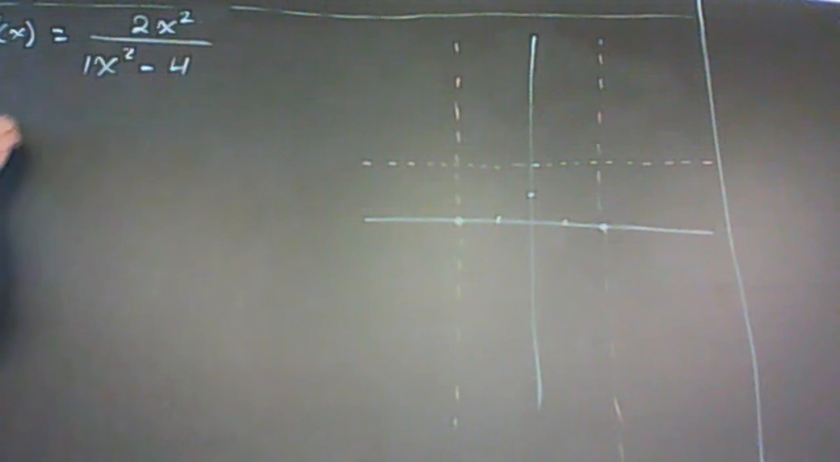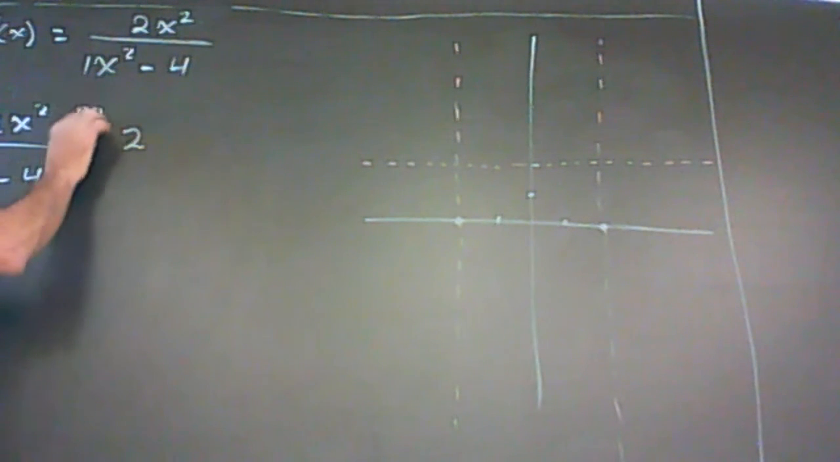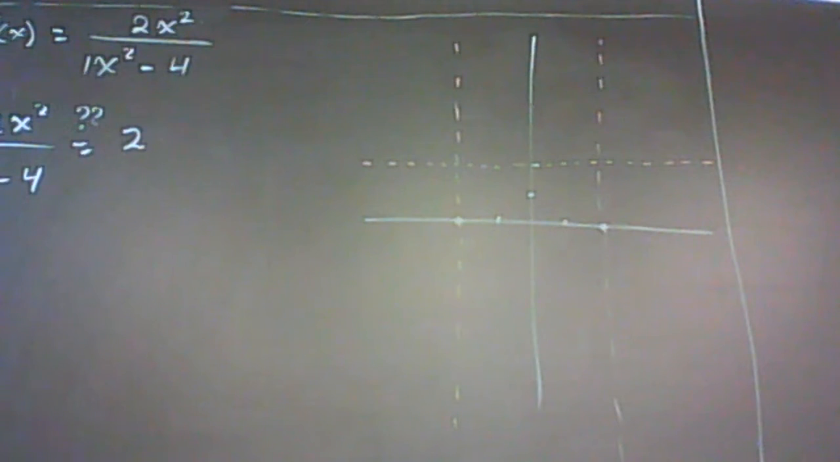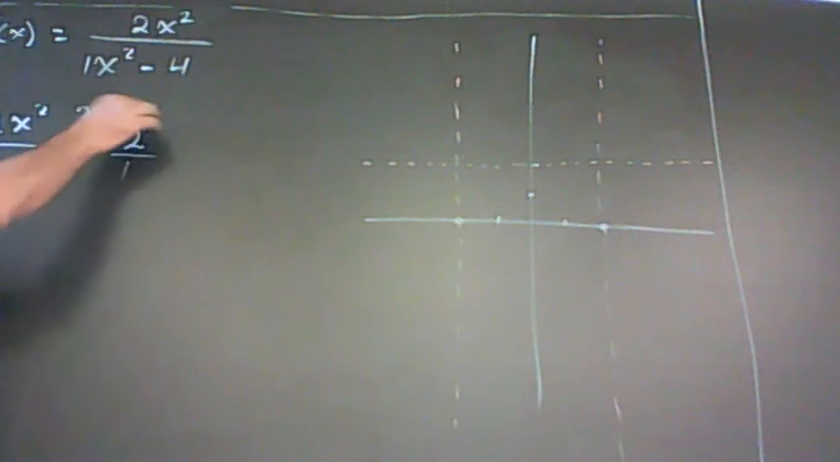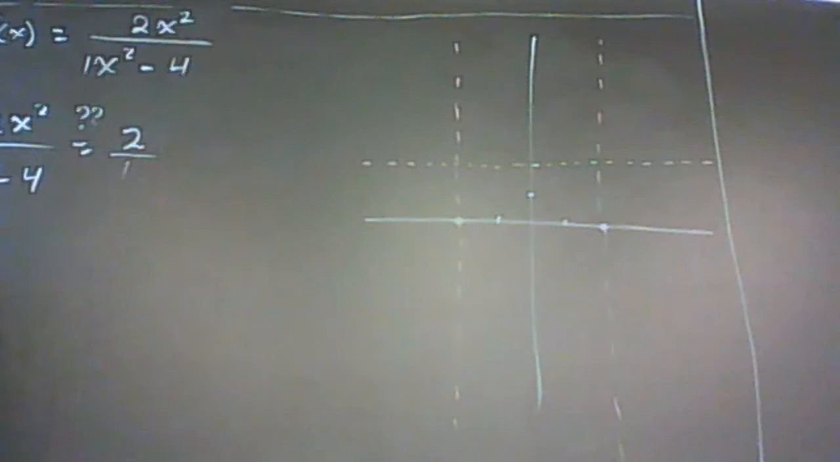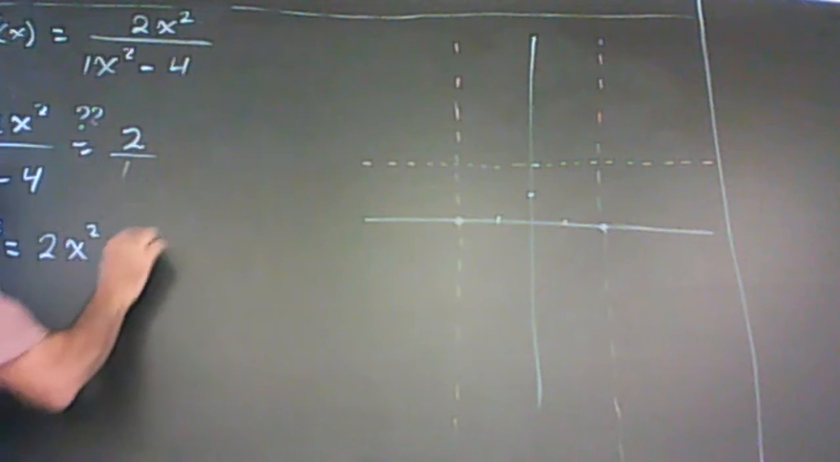So I'm going to take 2x squared divided by x squared minus 4, and I'm going to say if this is equal to 2, what would the value of x be? Or is this ever going to be equal to 2? Now here's a question mark. Is this ever true? Let's see. To solve this, we cross multiply. Yes? So we end up with 2x squared equal 2x squared minus 8.